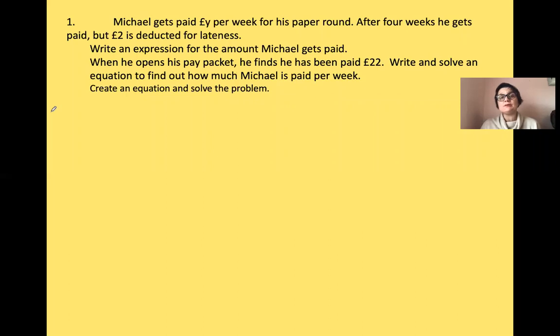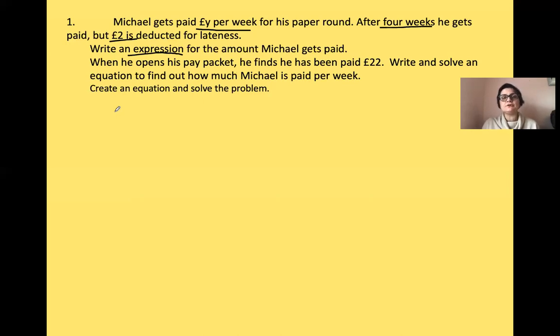So usually the problem will say create the equation and solve the problem. Like this one here, for example, it says Michael gets paid Y pounds per week for his paper round. So Y pounds per week, underline this one. After 4 weeks, he gets paid, but £2 is deducted for lateness. Write an expression for the amount Michael gets paid. Now the expression is one part of the equation. It's just an expression, so there is no equal sign.